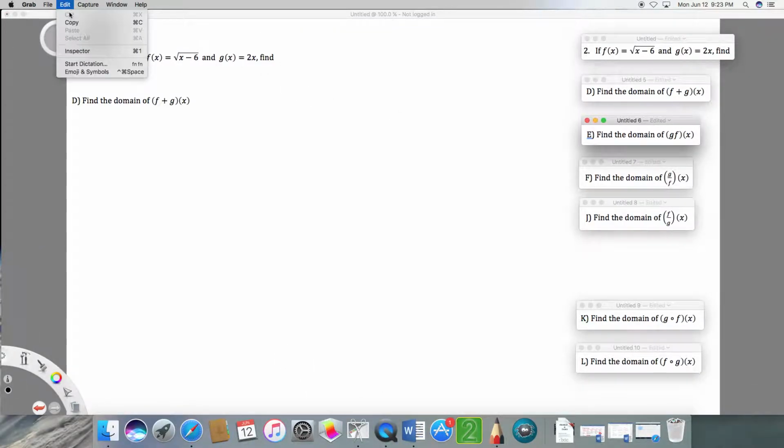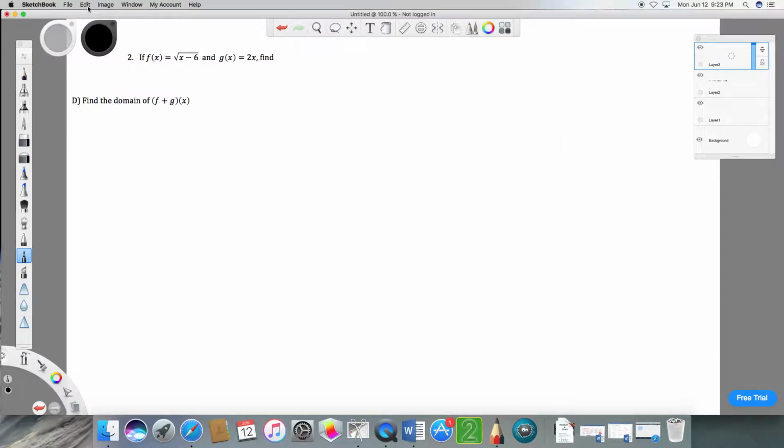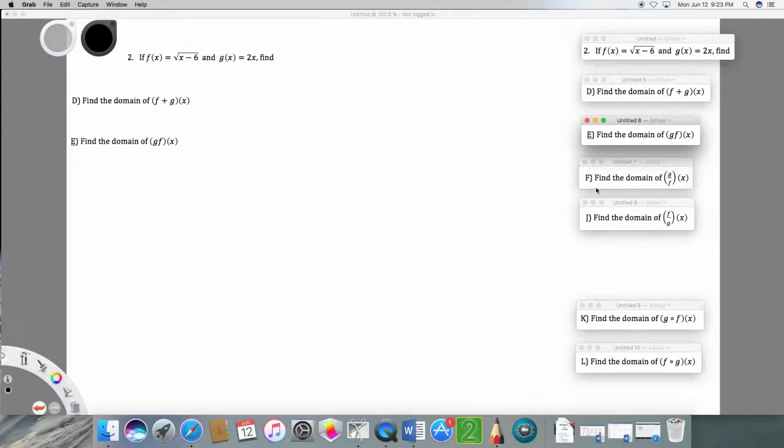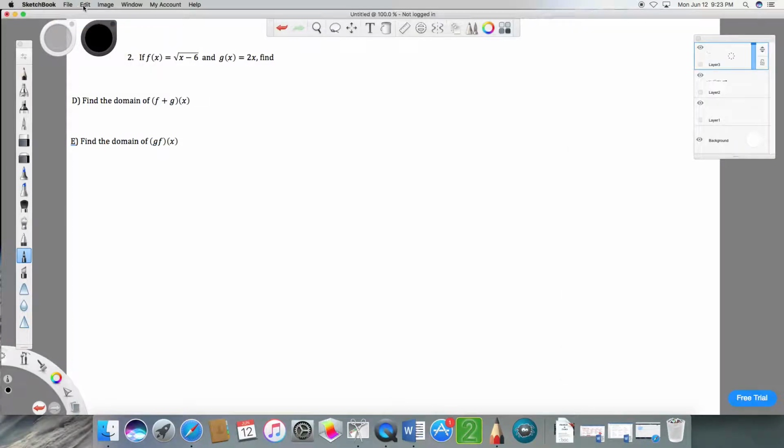Let's look at the product. No matter what the functions are, these two will always have the same answers because we're going to intersect the domain of f with the domain of g for both of these, for D and E. Now, for part F, it may be the same answer that we have in D and E, or it may be more restrictive because we have an added consideration that the denominator f of x, we can't have values of x in the domain that would cause f of x to be 0.